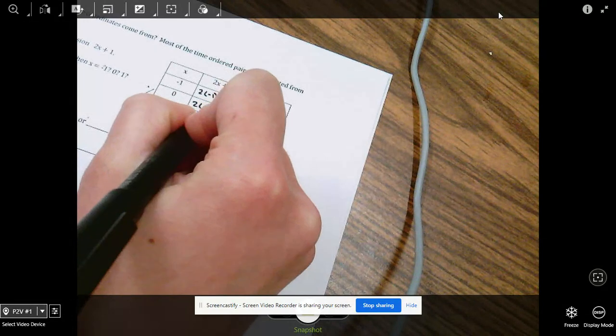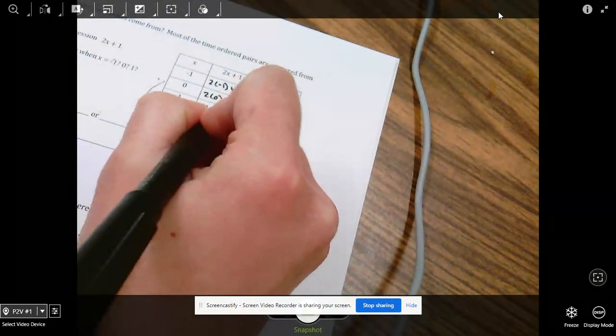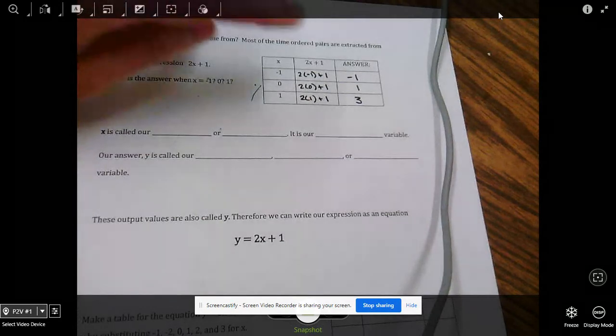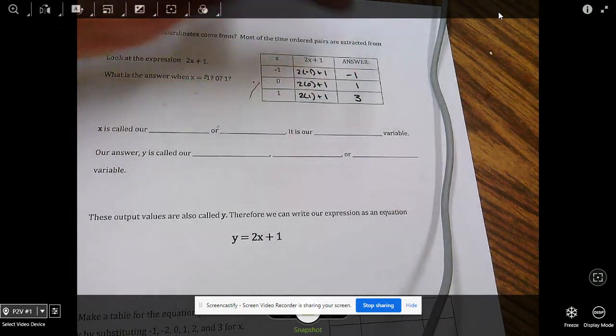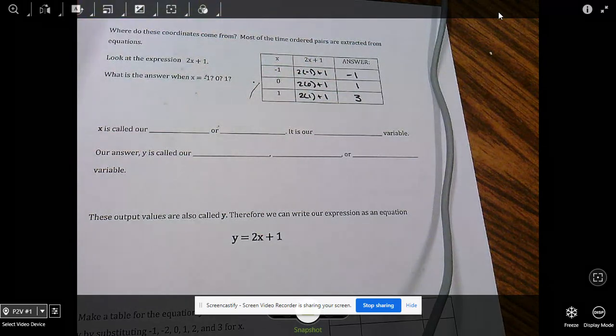Here, when I substitute in 0, I'm going to get 1. And when I substitute in 1, I'm going to get 3. Okay? So this is where the coordinate comes from. The coordinates would be negative 1, 0, 1, and 1, 3 because it went through some kind of process, which is our equation, our expression.